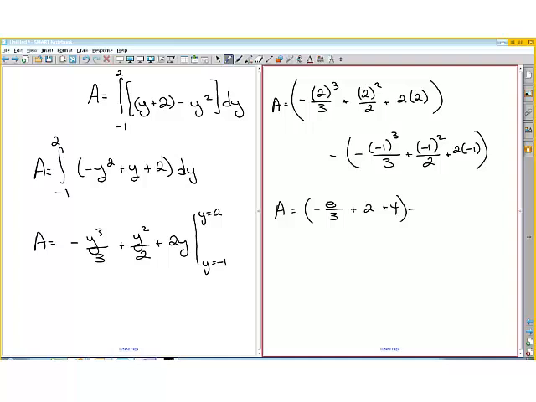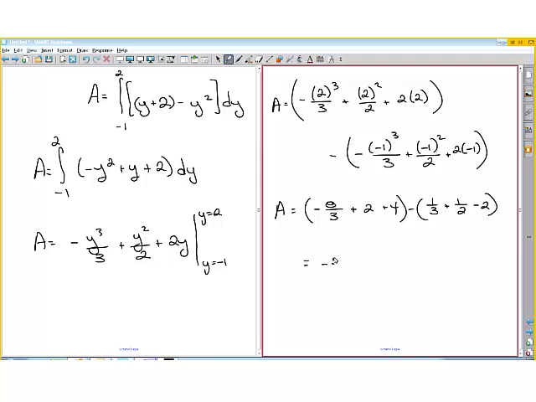And then we subtract off the second part. So we have -1 cubed, which is -1 times -1 is +1, times -1 is -1. So we get -1 times a negative, positive. So that's going to be +1/3. Here we have -1 squared, which is +1, so we get +1/2. And then we have 2 times -1, which is -2.